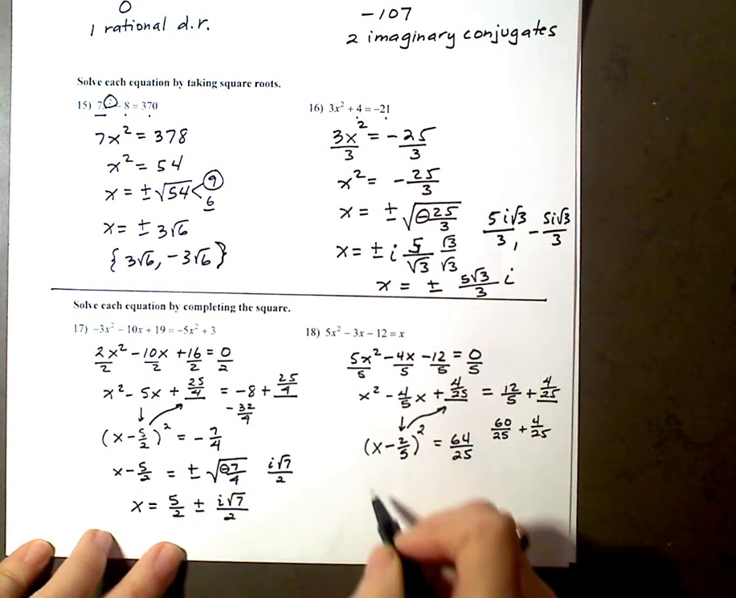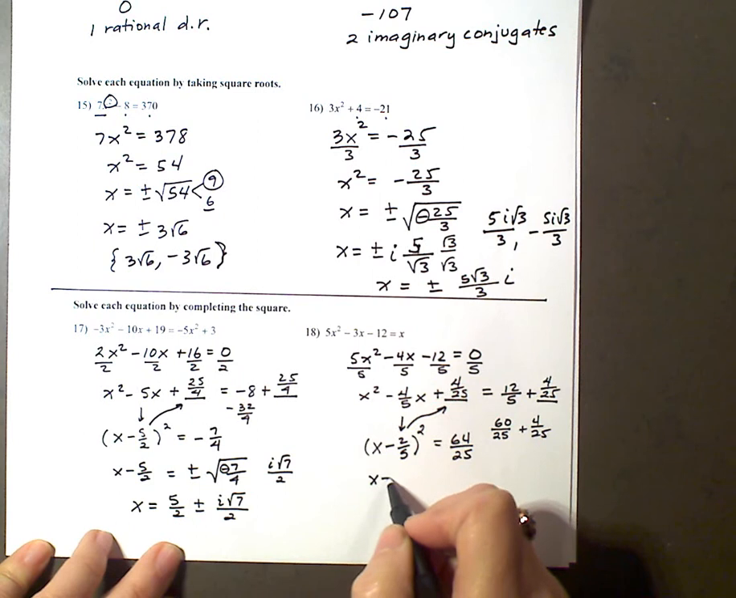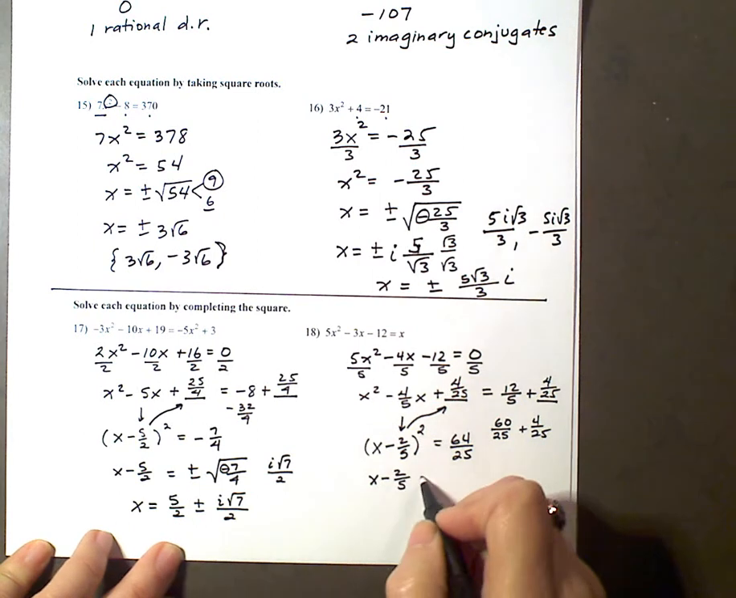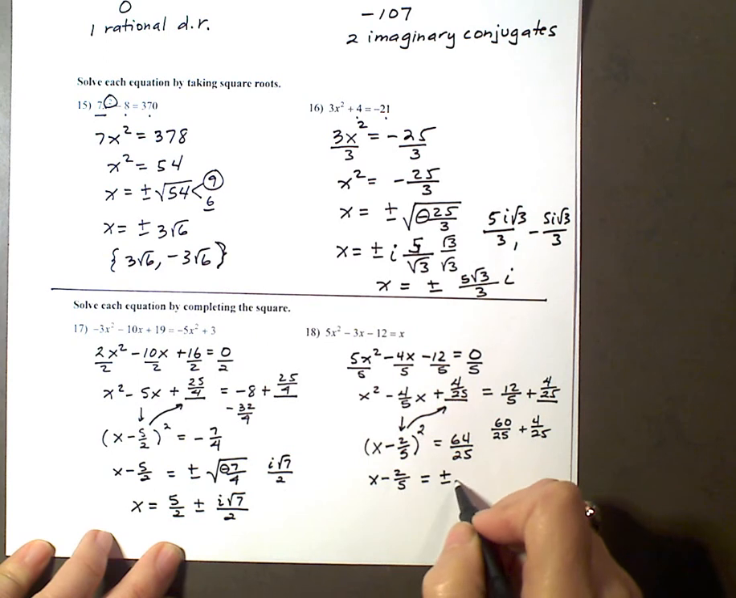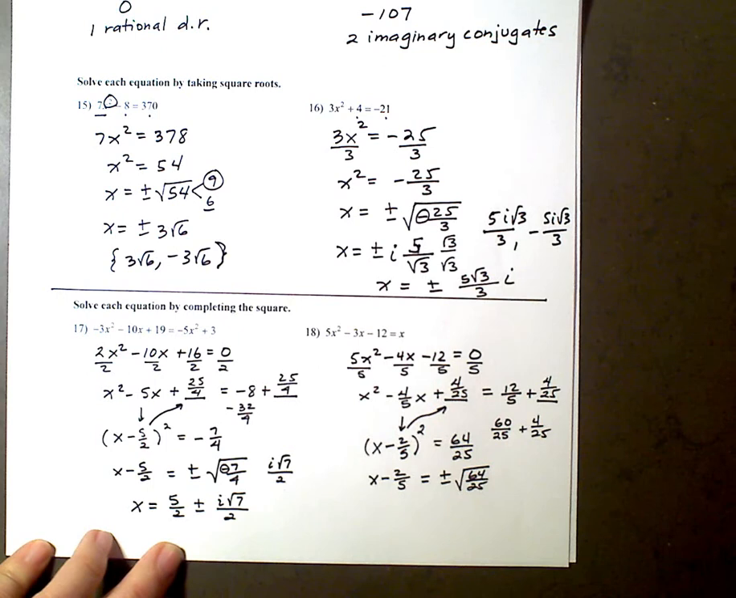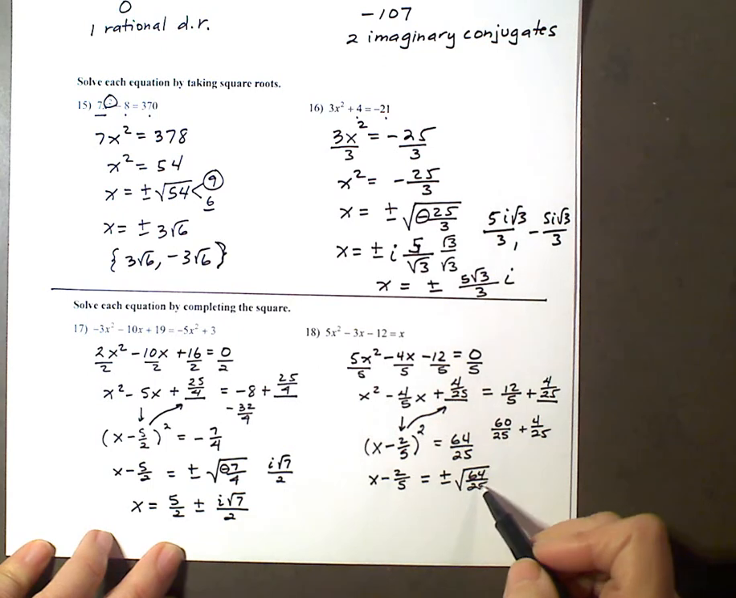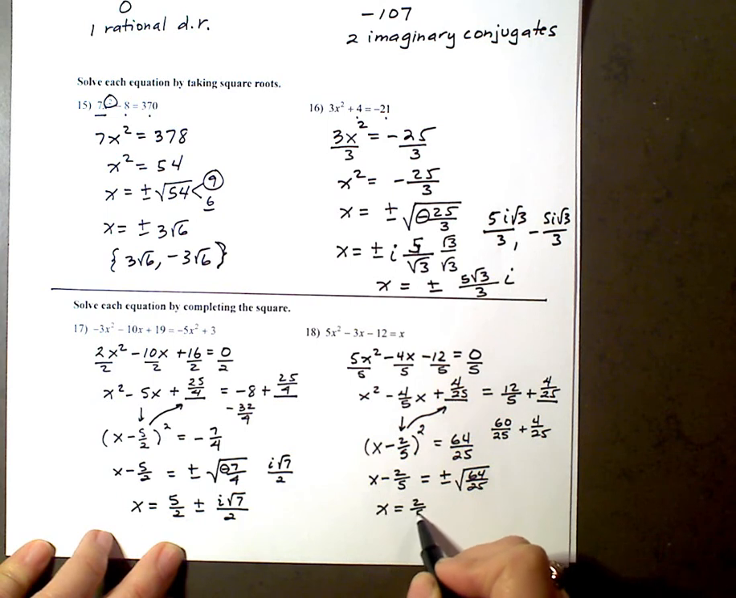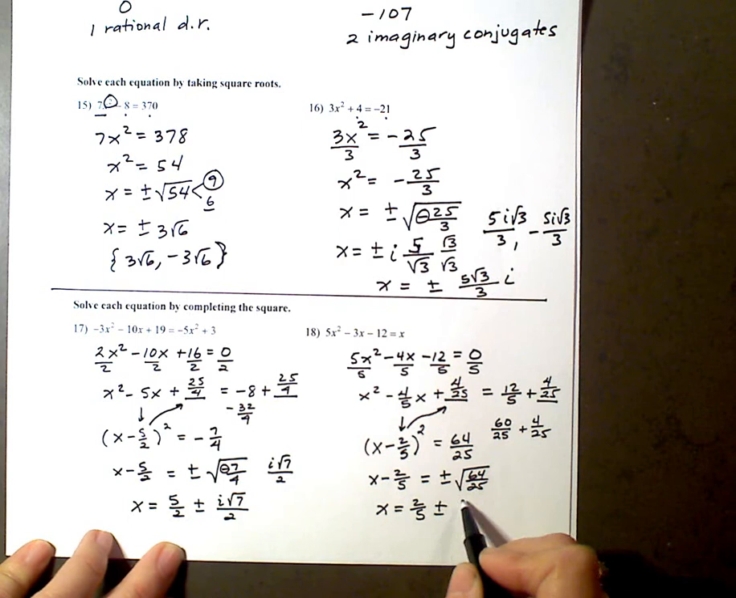So now taking the positive and negative square root of both sides, this expression equals positive or negative square root of 64 over 25. So you can probably see that this is going to be an 8 over 5. So I'm going to add the 2/5 to both sides. x is equal to 2/5 plus or minus 8/5.